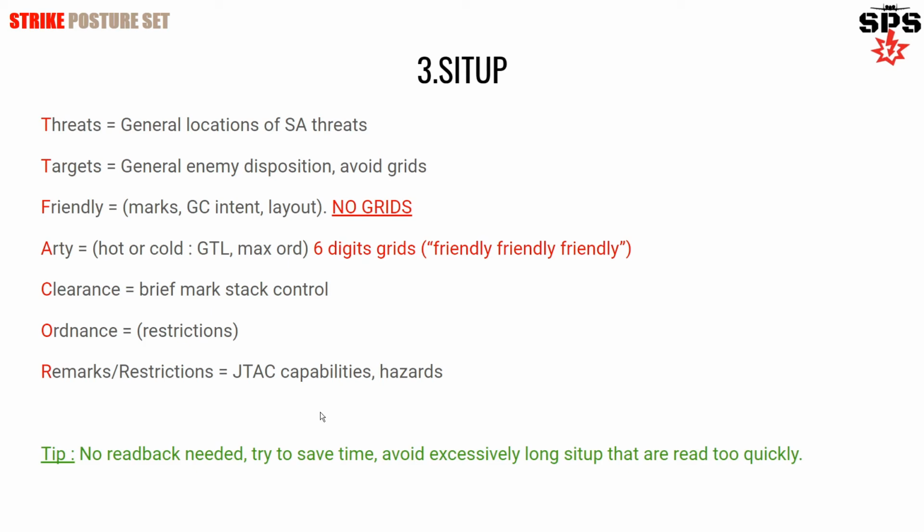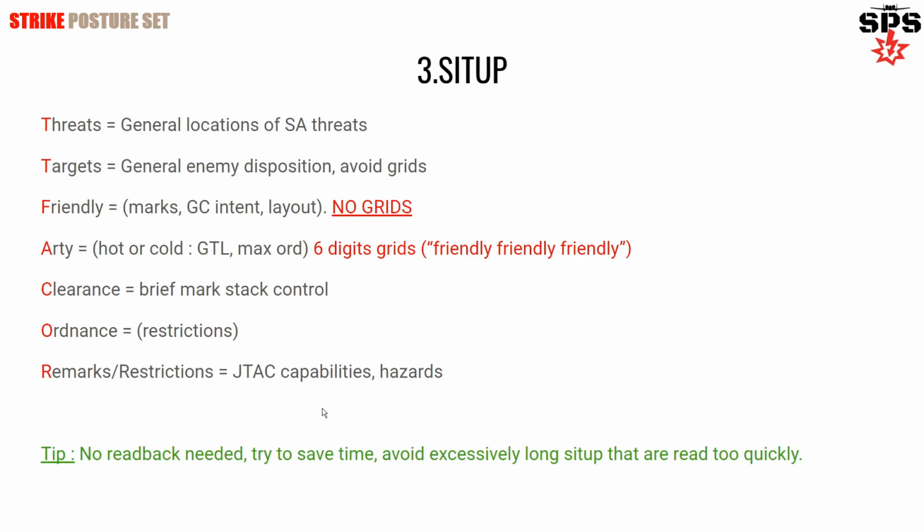Now clearance, it's only useful when you have a FAK or multiple JTACs in the area. That will give the tasking for each JTAC or FAK. For example, if I have a FAK, I would give him the stack, maybe the brief and stack. For example, I will say your brief, your stack, my mark, my control. We'll talk about that later with the FAK briefing.